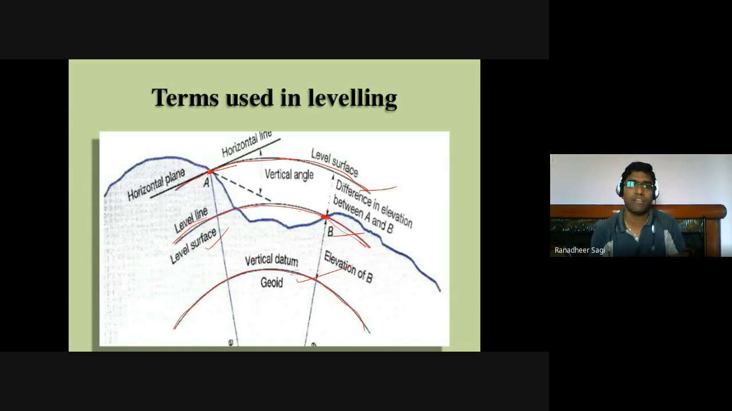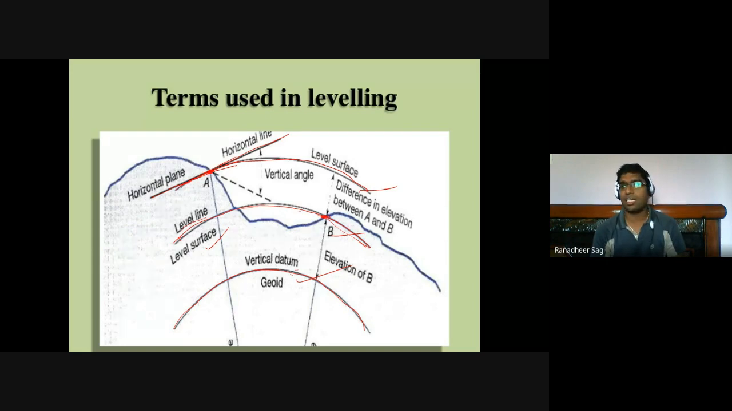Let's say at point A, if I am trying to draw a tangent, the plane containing this particular tangent is what I'll call the horizontal plane. On that horizontal plane, anywhere I can go on to represent a line, which you call a horizontal line. And what is the elevation difference between point A and point B?